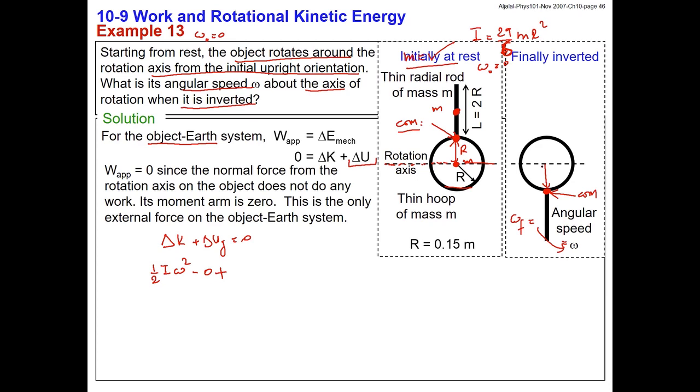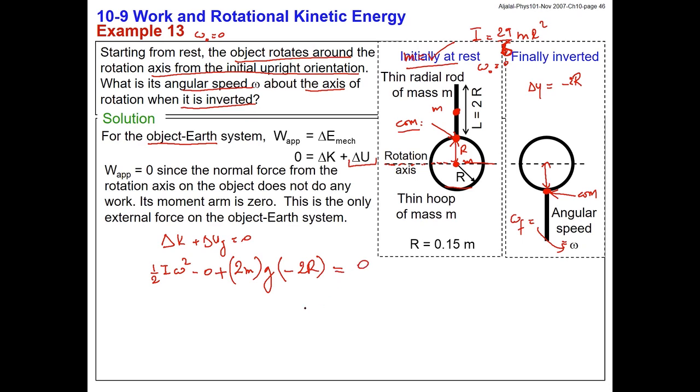At a distance r below the axis of rotation. So the change in height, y final minus y initial, is equal to what? Minus 2r. Okay, so I had r here, and I have r here. So basically I have 2r, but it's in the below direction. So delta UG will be equal to 2m, which is the total mass, g multiplied by delta y, and delta y is equal to minus 2r, and this is equal to 0.